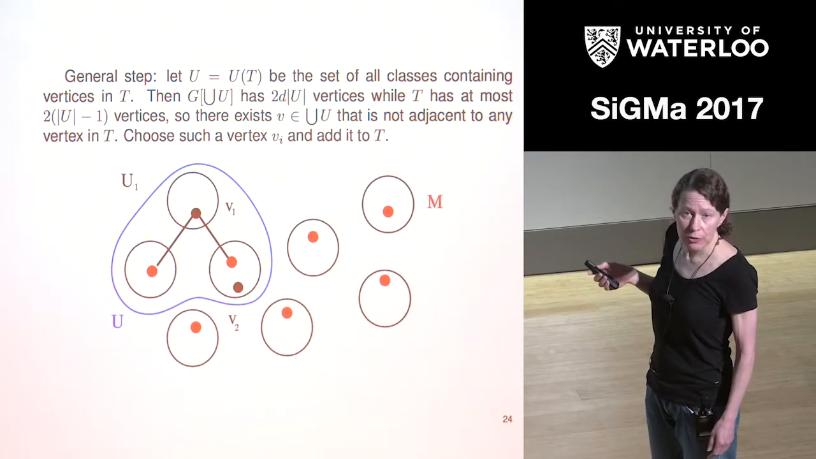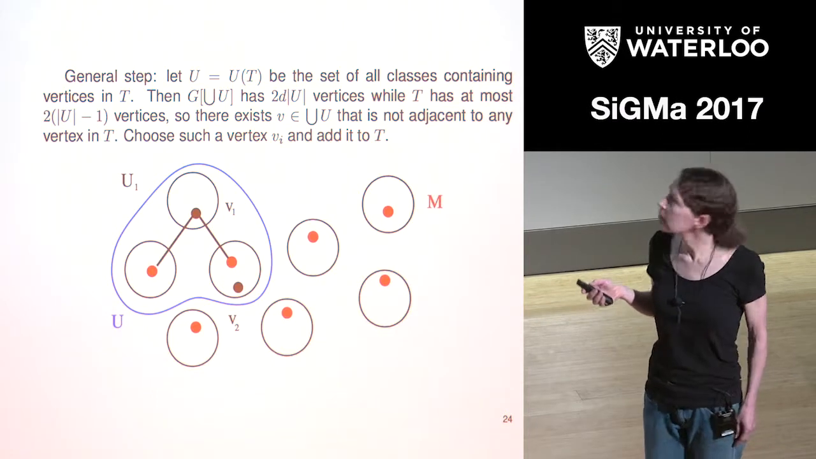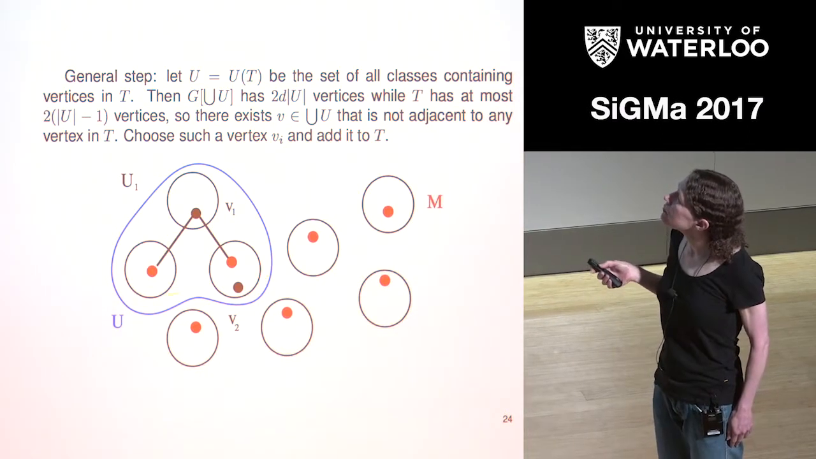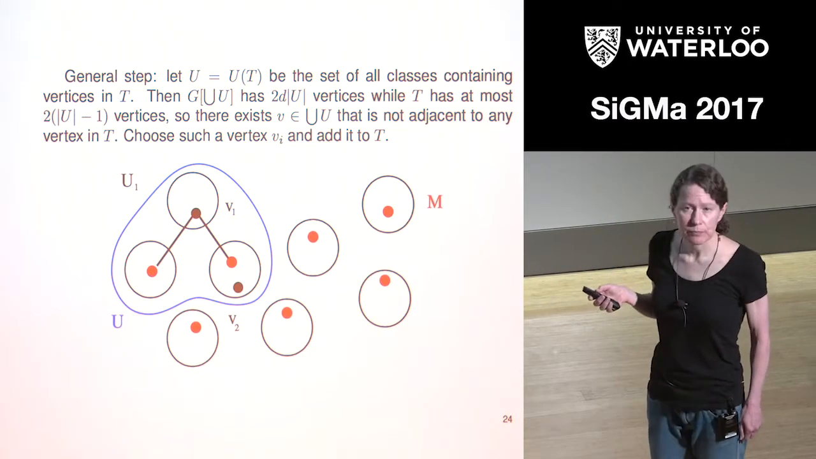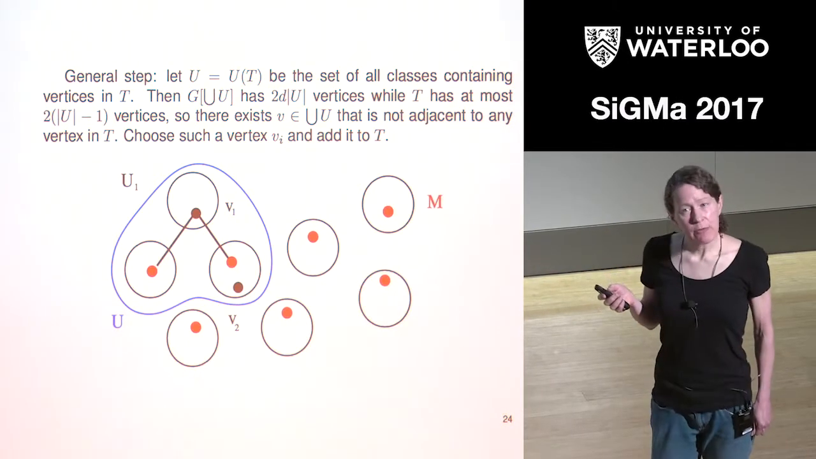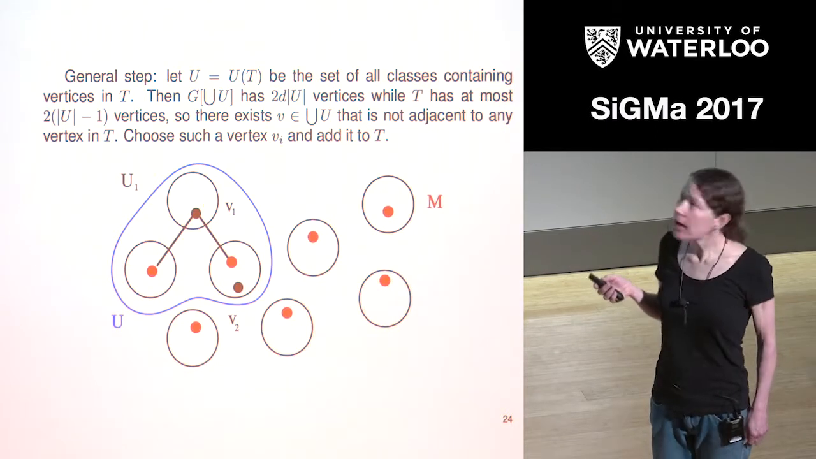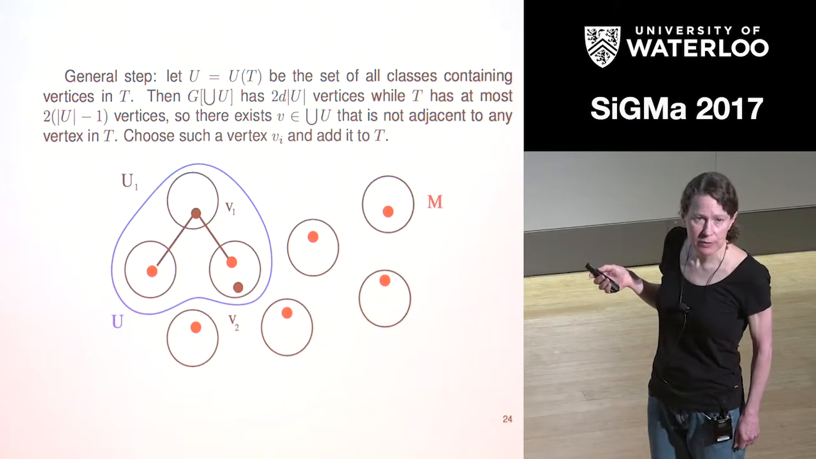And I observe that because of the class size, remember the class size is 2D, how many vertices altogether inside this blue blob do I have? I have 2D times the number of classes. So 2D times the size of U. However, if I count the number of vertices I have in my T here, I find out that the number of vertices there is at most 2 times the size of U minus 1.